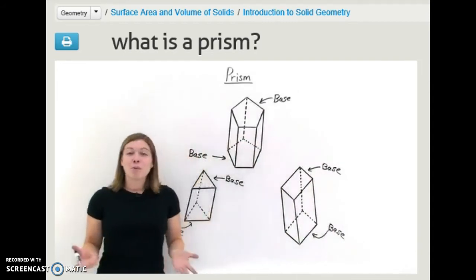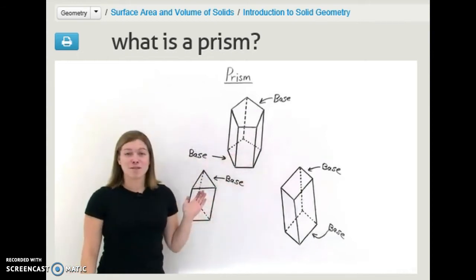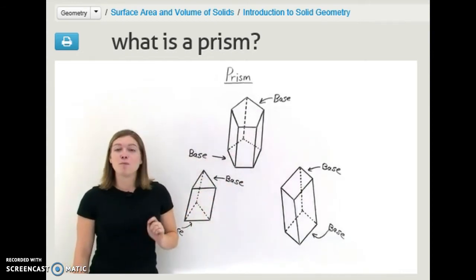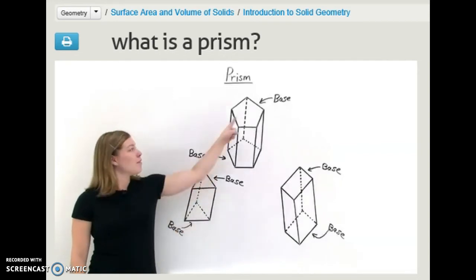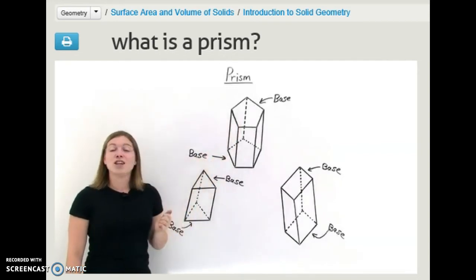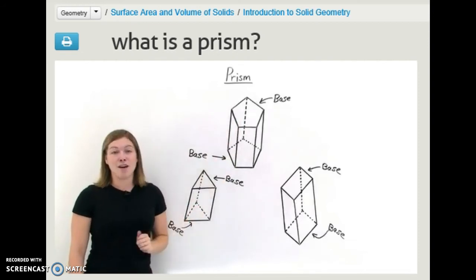So remember, prisms come in all different types. In order to have a prism, you must have a solid figure that has parallel and congruent bases that are both polygons. And you name your prism for the shape of its bases.